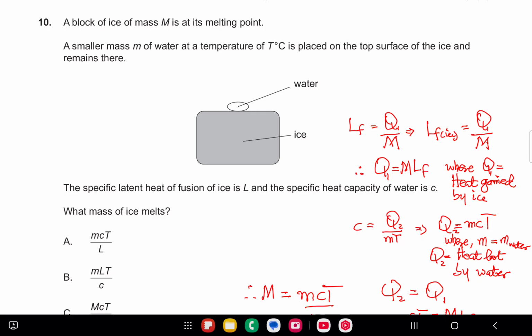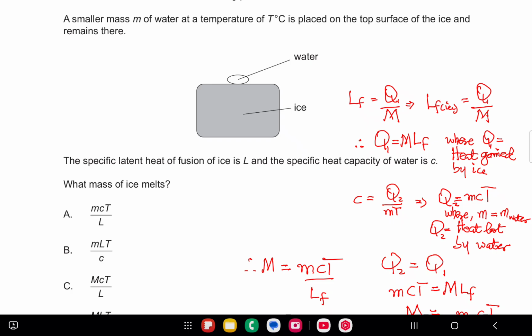We can write that the specific latent heat of fusion of the ice is given as the quantity of heat that the ice absorbed divided by the mass of the ice. So Q1 here stands for the quantity of heat absorbed by the ice to bring about the change in state. Note that when specific latent heat of fusion occurs, there's a change in state, but no change in temperature. So that is Q1.